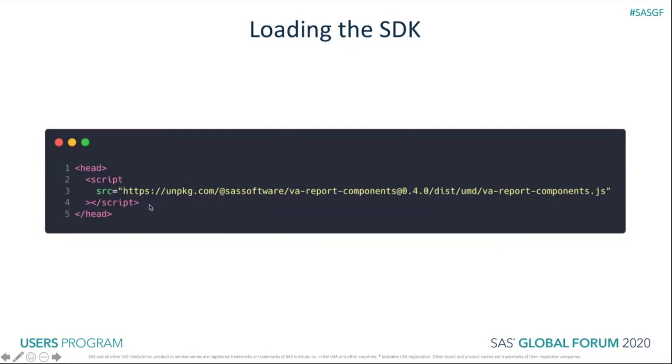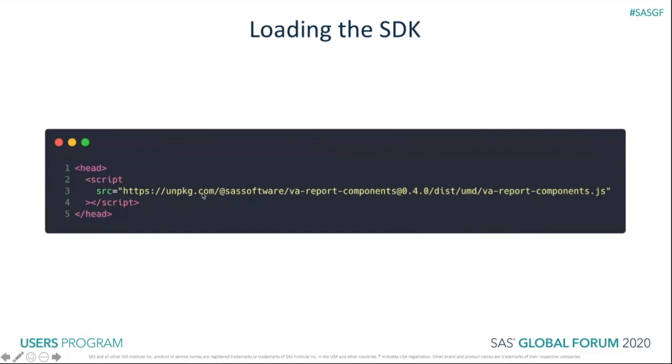So what I'm showing here is the ability to create a script tag in your HTML and add it into your head for your HTML, setting the source to the unpkg.com location of VA report components. And you can see in this case, I'm pointing to version 0.4.0. So just a quick note, what I'm going to demo today is this version 0.4.0 that is not available yet. It's going to be published in the next week or two. So by the time you view this, hopefully 0.4.0 is out there.